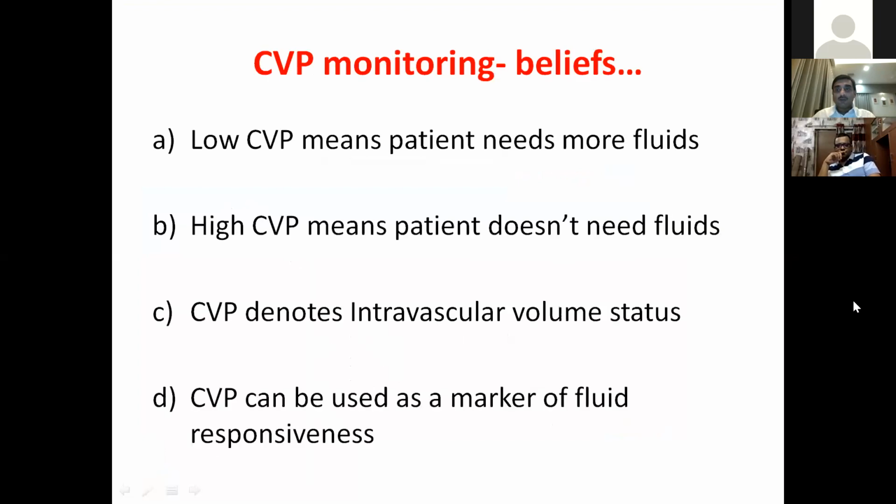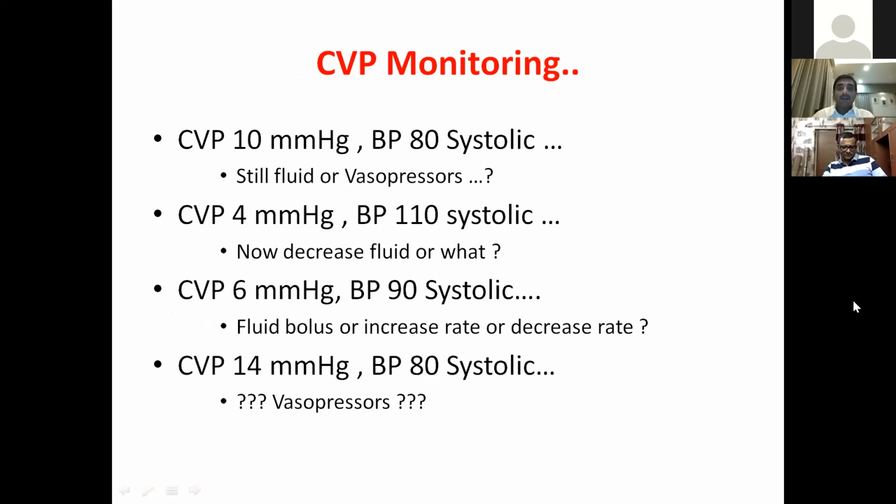Second is, does a high CVP mean the patient doesn't need fluid? CVP reflects intravascular volume status, and CVP can be used as a marker of fluid responsiveness. Let's see clinical scenarios if we are measuring CVP. CVP 10, BP 80 systolic. So adequate CVP, but BP 80 systolic. Should I give fluid? Vasopressors?